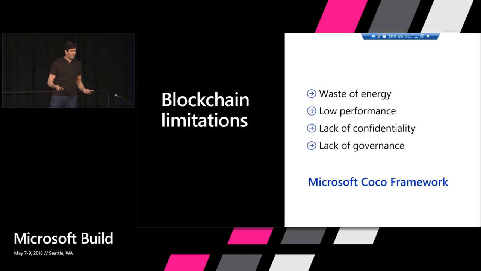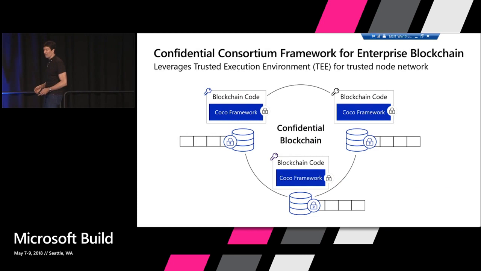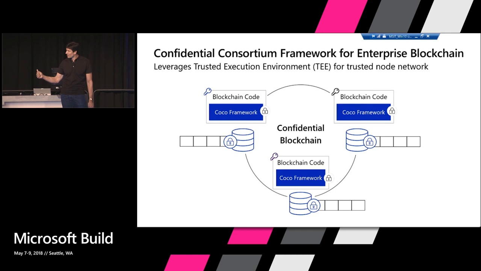And this is where we've created something called the COCO framework, which is based off of something called a trusted execution environment. If you were in my session this morning, you saw what that is. It's basically a black box on a processor. And you can use these to establish a trusted network where we all trust the blockchain code to do what we expect it to do, and then it can implement rules that we agree to, and it can establish consensus very quickly because every node trusts every other node and every participant in the network trusts it.